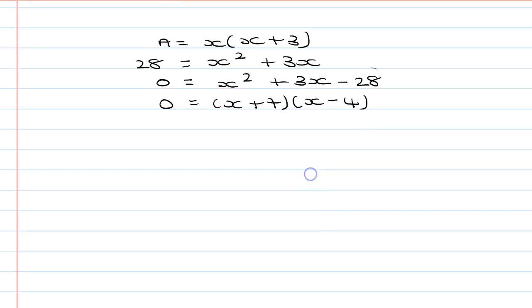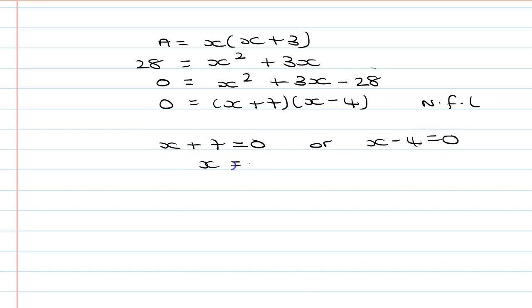Now we're going to use the null factor law to solve this. So I'm actually saying what I'm doing. Either x plus 7 equals 0 or x minus 4 equals 0. Solving each of those individual equations, that leaves me with x equals negative 7 and x equals 4.